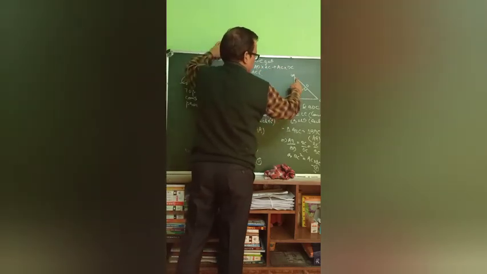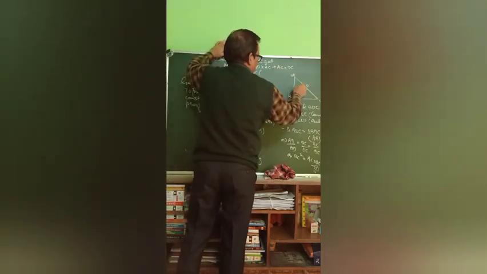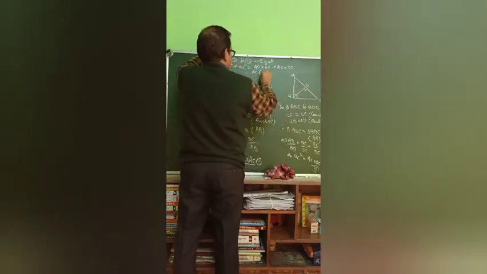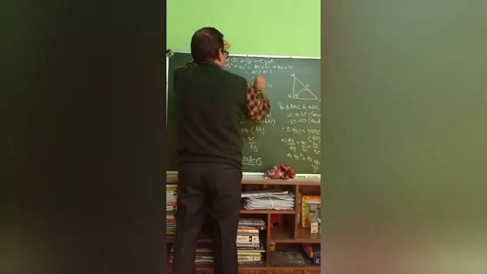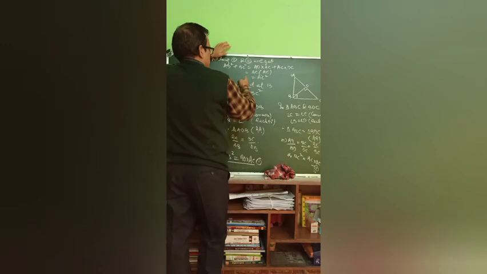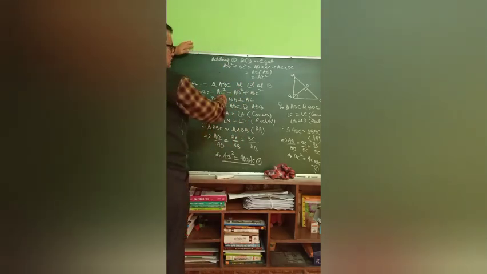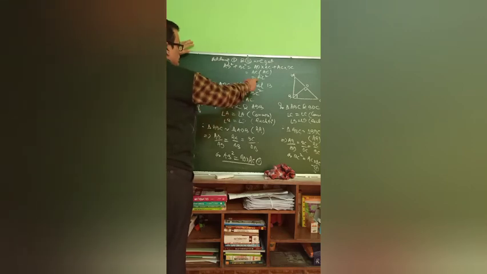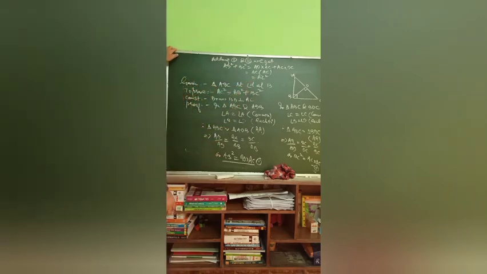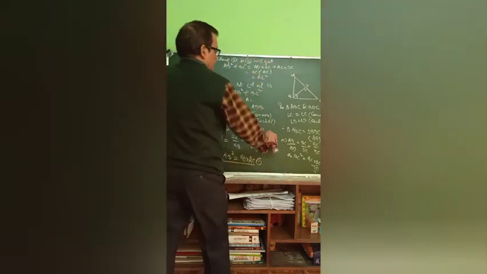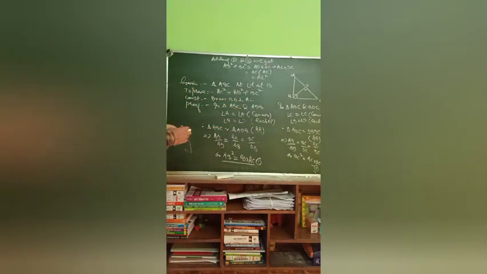AD plus DC. AD plus DC is AC. This is equal to AC square. Hence proved. What needs to be proved? That is AC square is equal to AB square plus BC square, which we have proved. So the Pythagoras theorem has been proved.